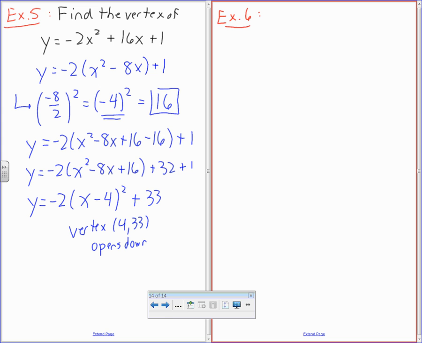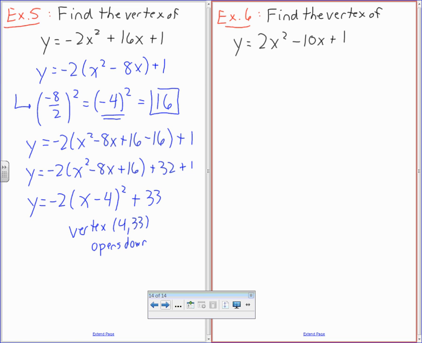Example 6. It says find the vertex of y equals 2x squared minus 10x plus 1. Now, I know what you're thinking to yourself. You're saying, Mr. Sadler, I'm a highly intelligent human being, which all of you are, and you just said there were fractions, and yet there are no fractions. There will be fractions in a minute, okay? So don't be afraid. We'll get through them right now.